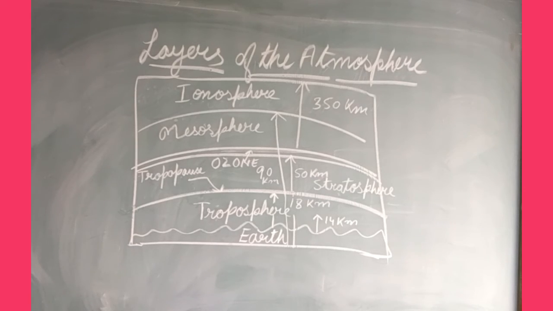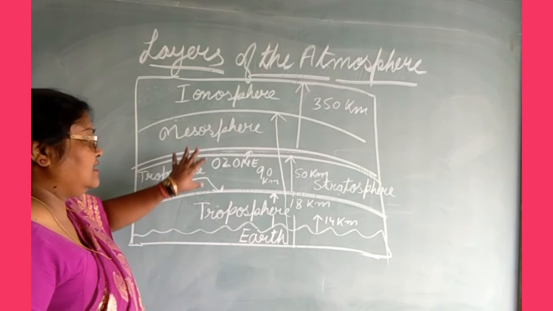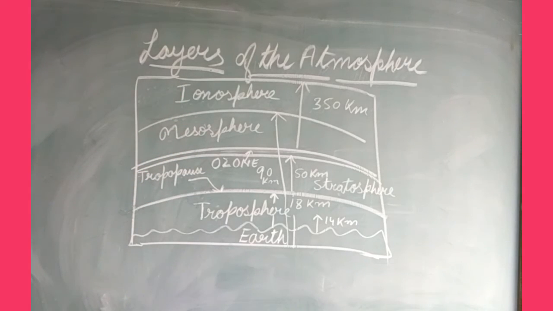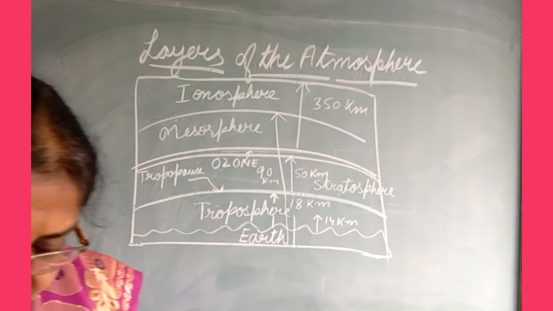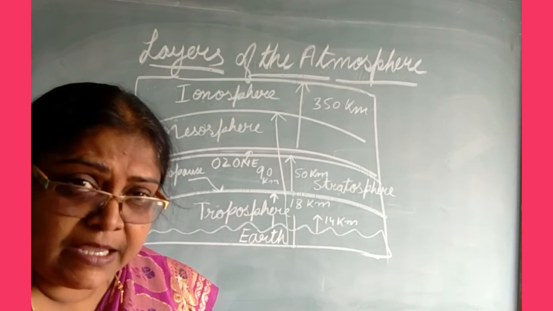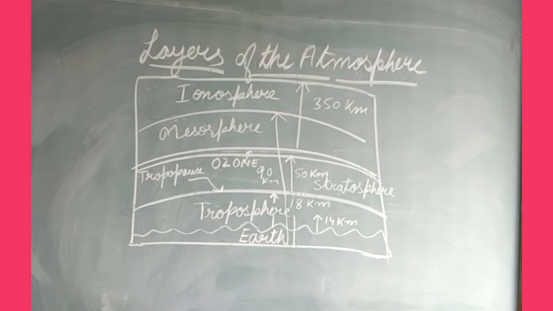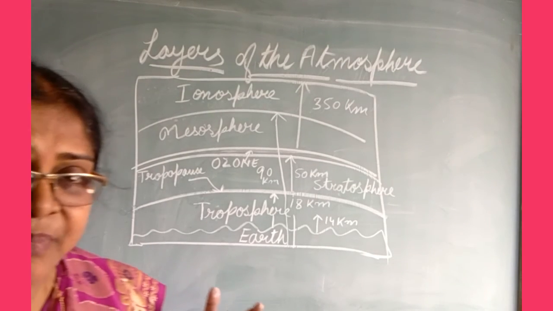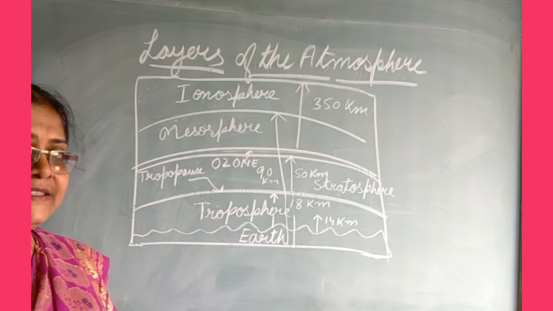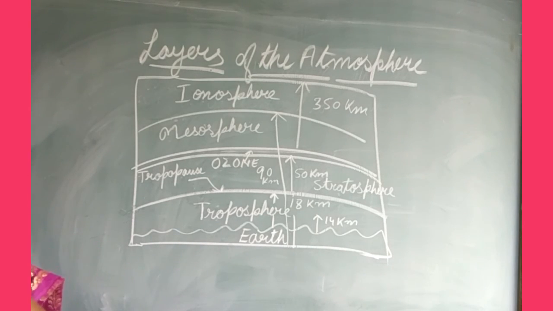So in this diagram, here the earth is there, then the troposphere, mesosphere, ionosphere, and above the ionosphere is the exosphere. In the exosphere there is very little air, and beyond it lies space. And there is no air in space.